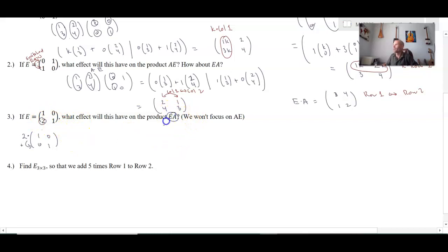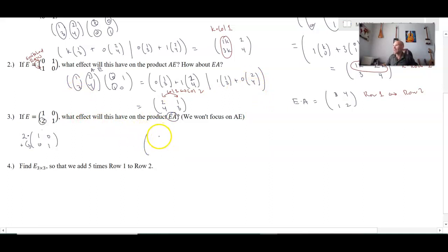So literally this is 2 times row 1 of the identity added to row 2 of the identity. We're only going to focus on, and usually we want to do row operations and not column operations. So typically we're only interested in EA, but I thought it would be interesting to look at it both ways. We're not going to focus on AE here because I think it gets a little convoluted with this third operation, so we're going to skip that.